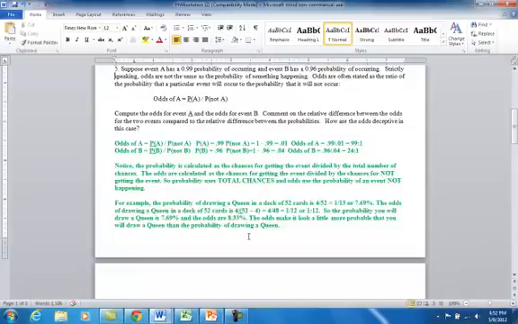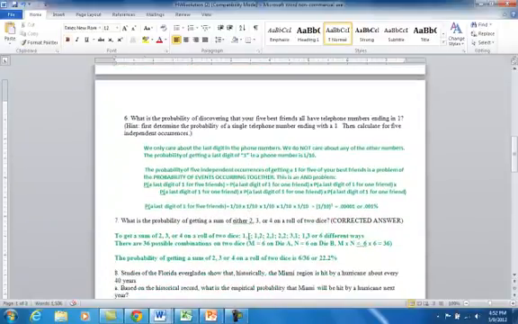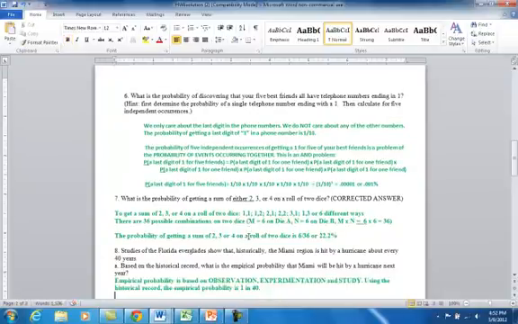Okay, so let's go to the next one, number 6. What is the probability of discovering your 5 best friends all have telephone numbers ending in 1? All we care about is the last digit of the telephone number. We don't care about any of the other numbers in front of it. The probability is dictated by that very last digit. We don't care what the combination is in front of it. All we care about is that last digit.